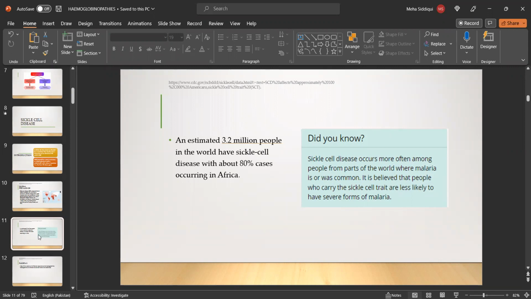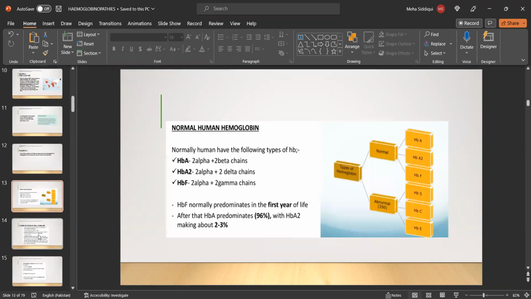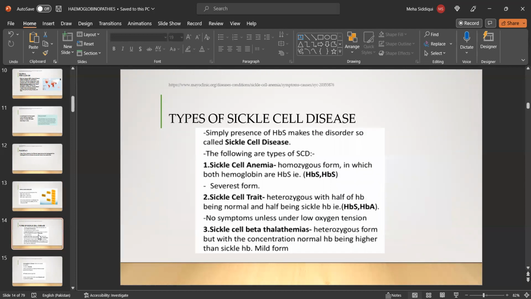It is believed that people who carry the sickle cell trait are less likely to have severe forms of malaria. In Pakistan, about 0.5 to 1% of the population carries hemoglobin S or hemoglobin E. Nevertheless, the exact prevalence is not established. The normal hemoglobin has the following types: hemoglobin A, A2, and hemoglobin F. Hemoglobin F normally predominates in the first year of life, and after that hemoglobin A predominates. That is, 96% is hemoglobin A, and 2 to 3% is constituted by hemoglobin A2.